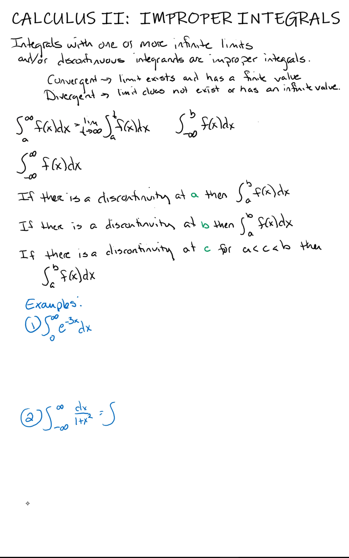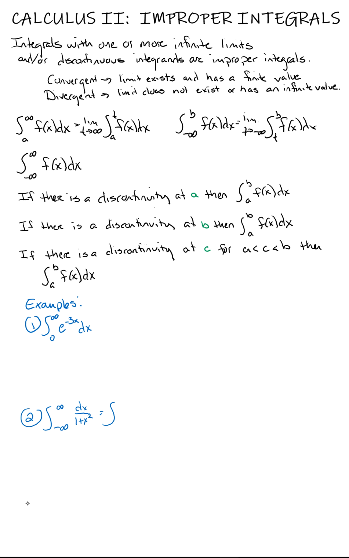Now if our integral goes from negative infinity to b, where the lower limit of integration now is negative infinity, we'll treat that in a similar manner. We'll take the limit as t approaches negative infinity of the integral from t to b of f of x dx.